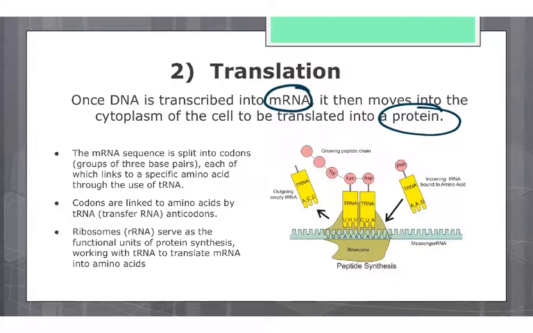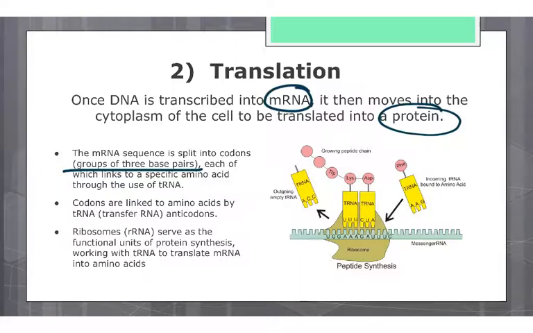So really what we look at here is that our mRNA is split into codons. And this is why, you guys, in the last example, I split it into 3s, because that's what our base pairs are split into when we start looking at, hey, what 3 letters does this amino acid make? Okay, and through the use of tRNA. So codons are linked to amino acids by tRNA, transfer RNA anticodons.